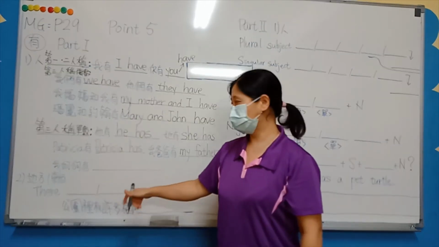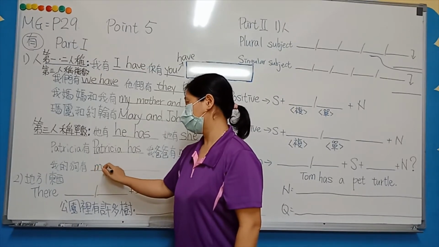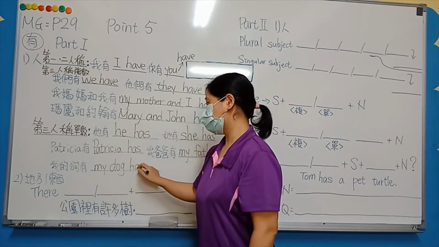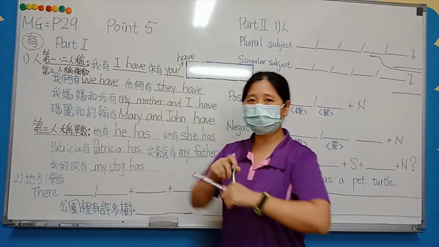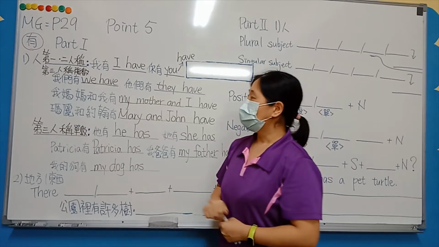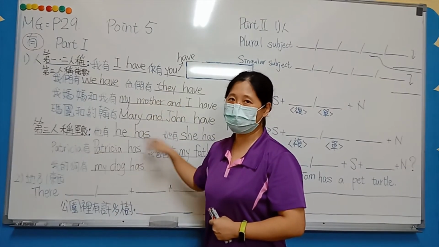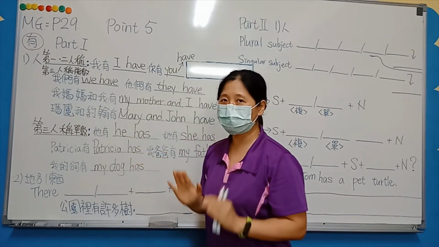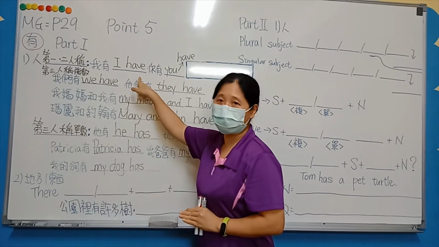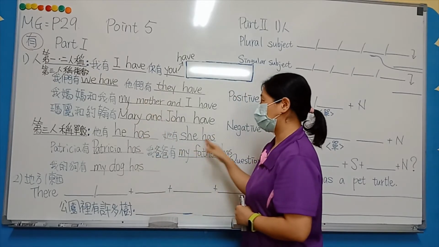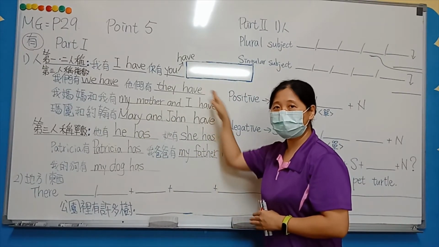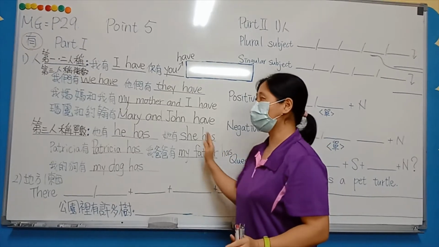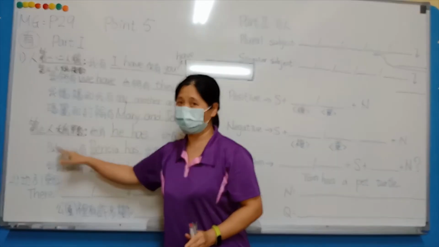我的狗, my dog has. So can you understand? Your have and has depends on your subject, okay? You need to know when do you need to use have, when do you need to use has. Have and has, they are a little bit different. Has for singular number 3.